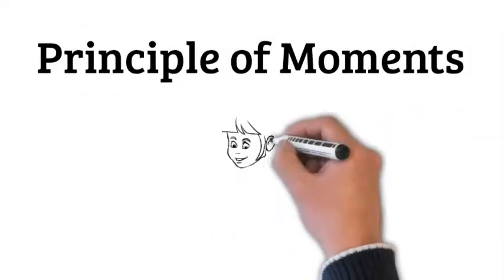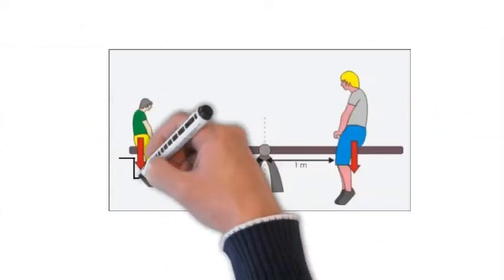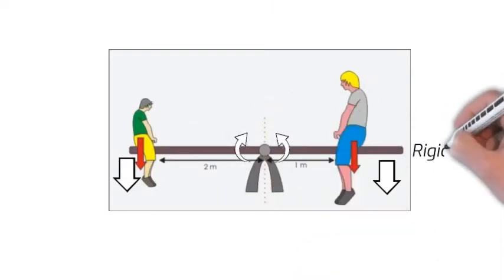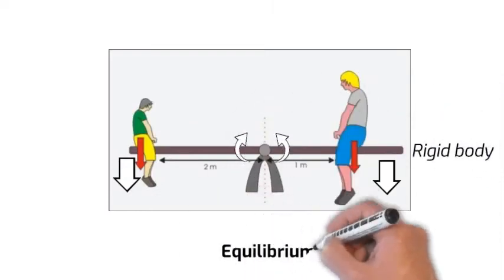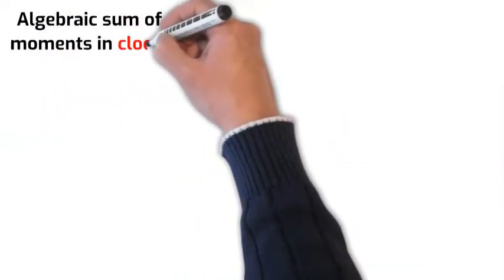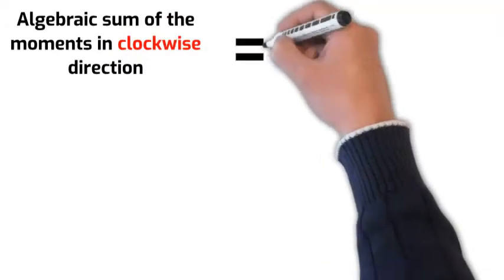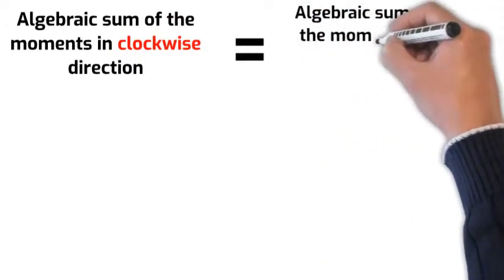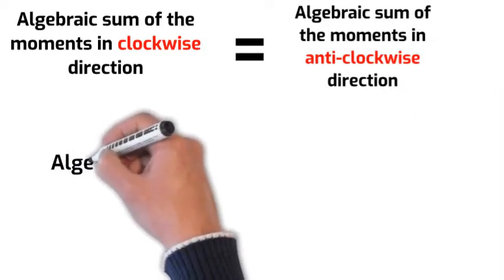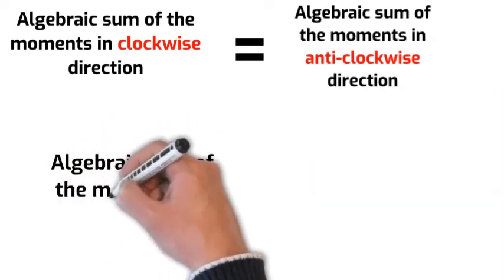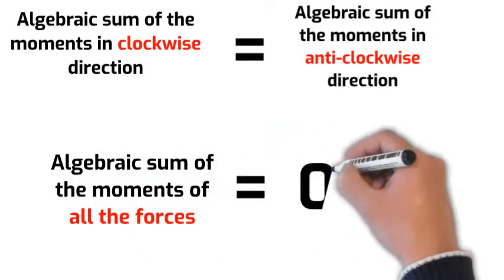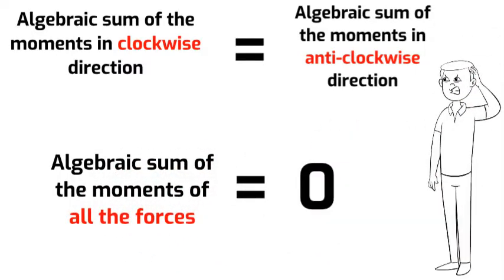Let us discuss the principle of moments. When a number of like or unlike parallel forces act on a rigid body and the body is in equilibrium, then the algebraic sum of the moments in the clockwise direction is equal to the algebraic sum of the moments in the anticlockwise direction. In other words, at equilibrium, the algebraic sum of the moments of all the individual forces about any point is equal to 0.